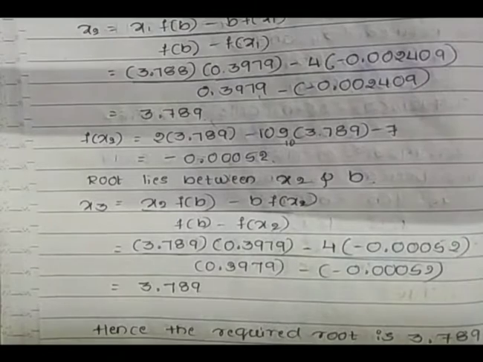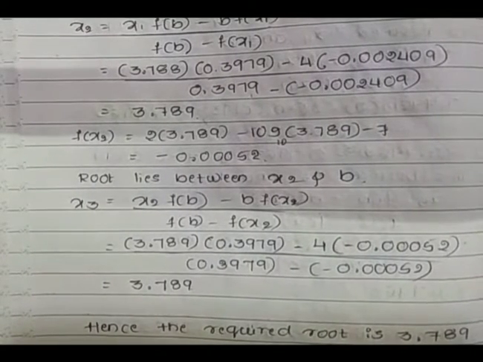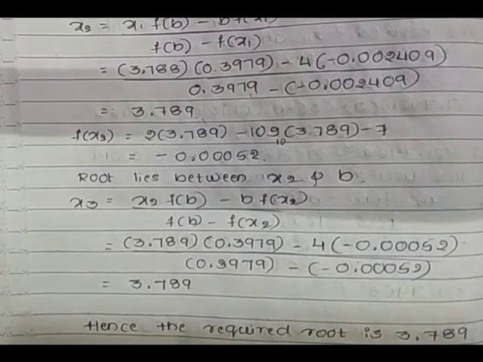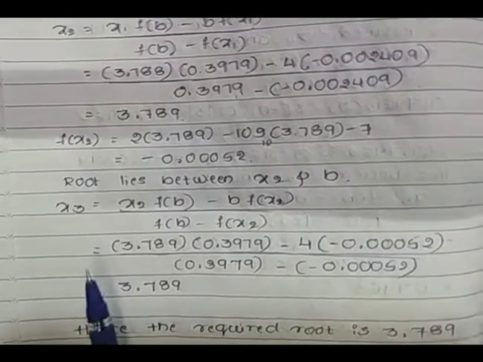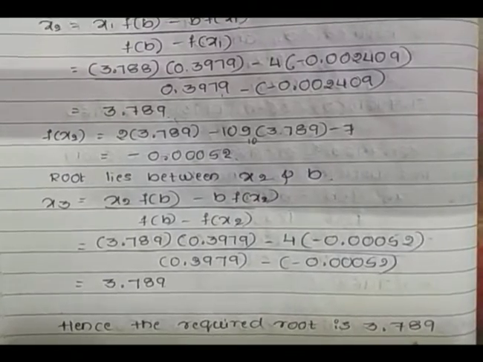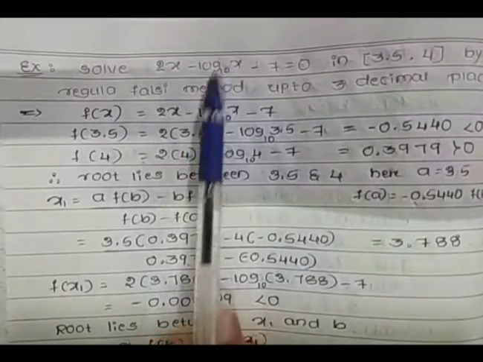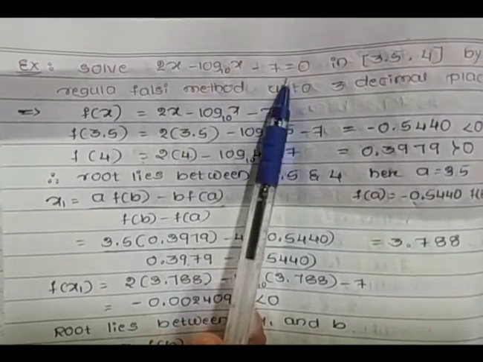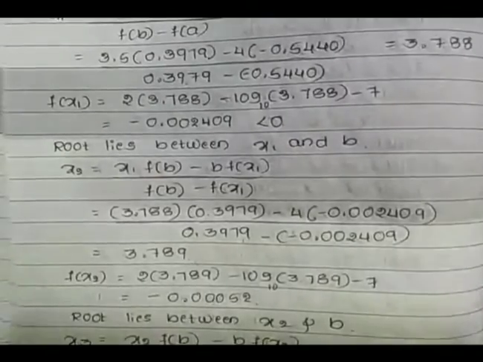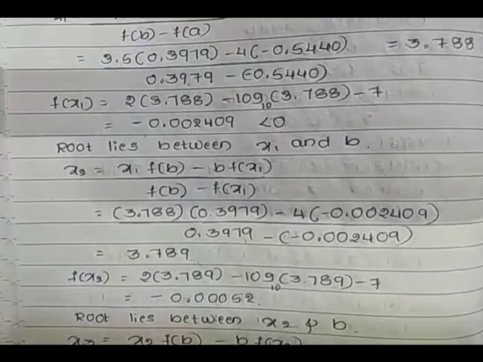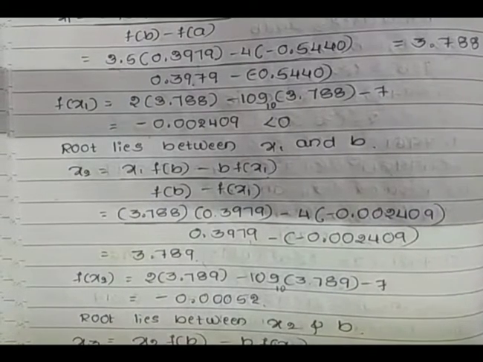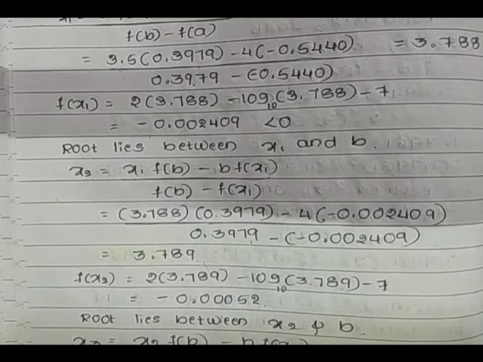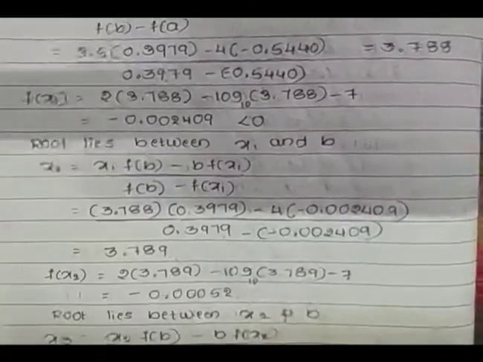So to calculate root in this example, just 3 approximate values we have solved. So based on this, we can conclude here that hence the required root is 3.789. So for this 2x minus log x to the base 10 minus 7 is equal to 0, using regular falsi method, if we are calculating its root, then within 3 steps we'll get here the answer. Only x1 we calculated, then x2 and then x3. So within 3 approximation we'll get its exact root, that is 3.789.